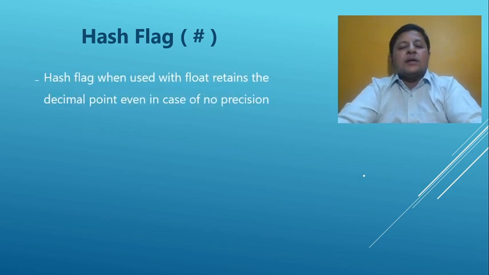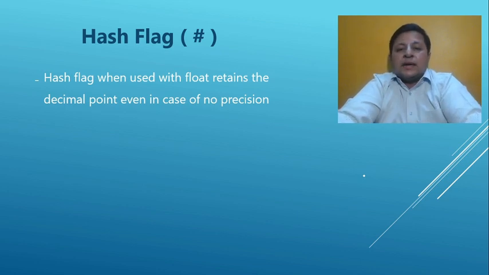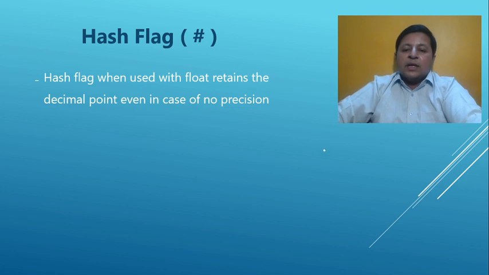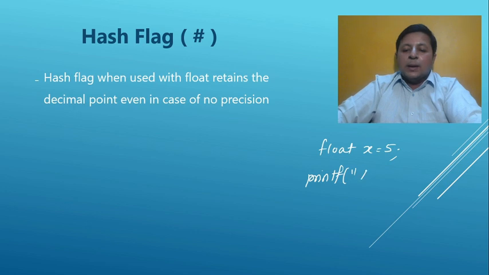Now when I use the hash flag with the floating point numbers, irrespective of whether the decimal places are there or not, it will always retain the decimal point. That's the only advantage. I'll tell you the example. Let's say if I have float x is equal to 5. Now even if I print like printf percent f x, output of this is going to be 5.60.